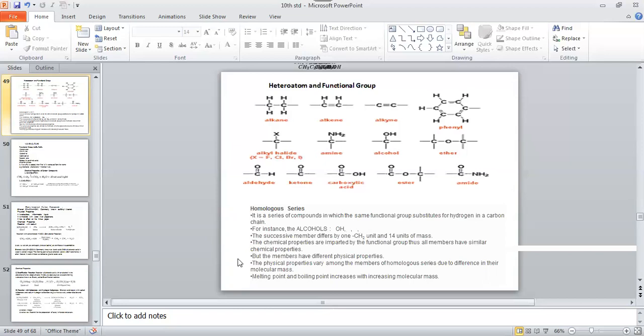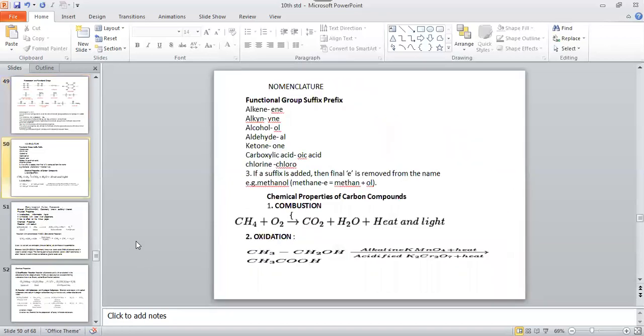The chemical properties are imparted by the functional group. All members have similar chemical properties, but different physical properties. Physical properties vary among the members of a homologous series due to differences in their molecular mass. The melting point and the boiling point increase with molecular mass. So that is about the homologous series.